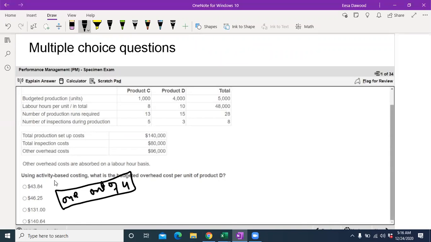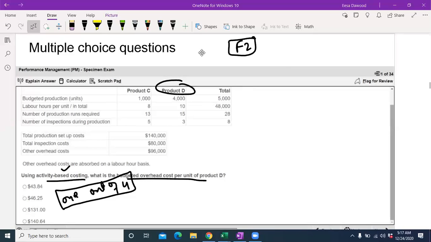Here, for example, using activity-based costing, what is the budgeted overhead cost per unit for product D? For this product, using a technique you have already done in your F2 level, which is activity-based costing, an alternative method of overhead absorption, just like absorption costing. So that's about a multiple choice question.